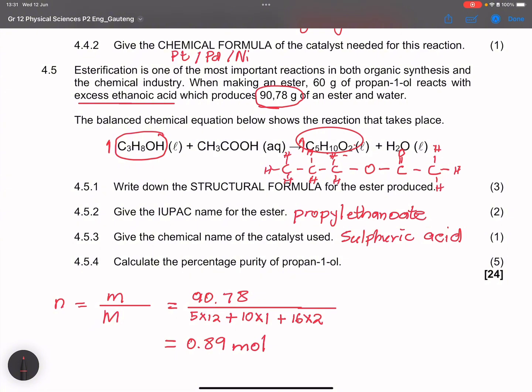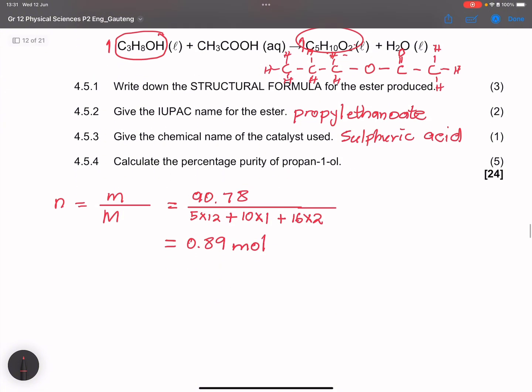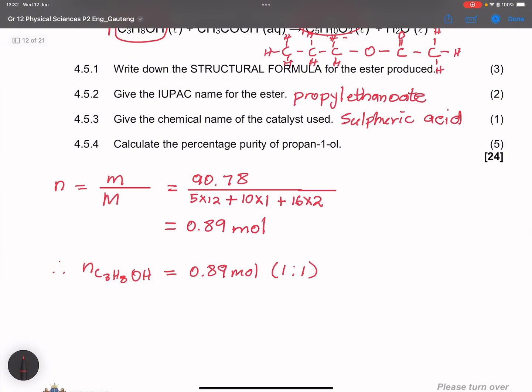So therefore the number of moles of propanol, that's C3H8OH, will be equal to 0.89 moles. And please remember, why is that the case? Because for every 1 there is 1. So that's a 1-to-1 ratio. Right, so is it possible for us to get the mass of the propan-1-ol? Definitely, right?